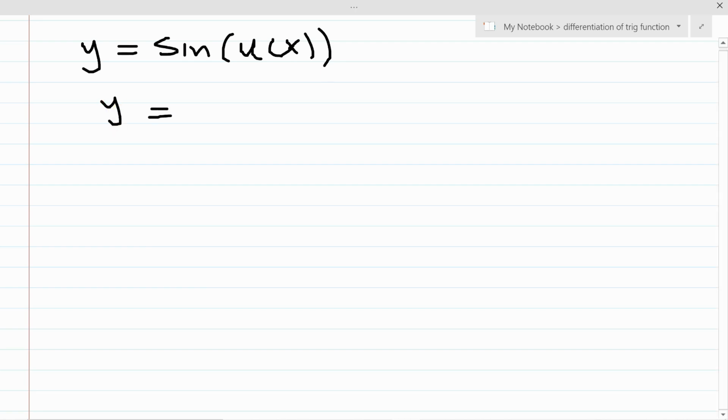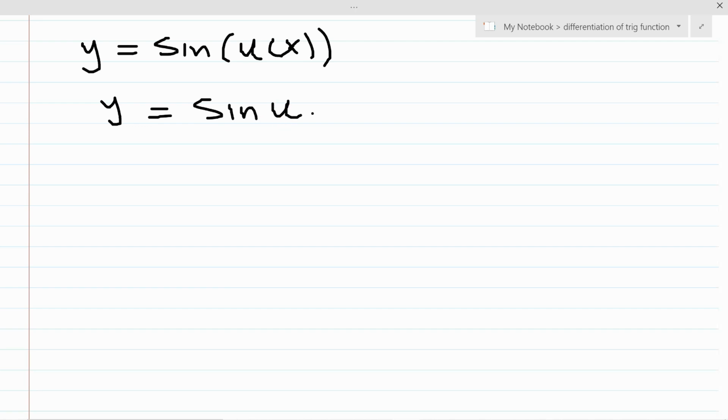Alright, let's start. If I have a function y equal to sine of a function u of x, how do I differentiate this? Take note clearly: since this is sine of u of x, I can rewrite it as y equals sine of u, where u is a function of x.